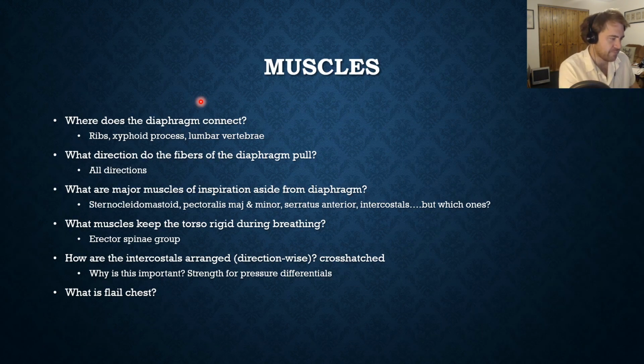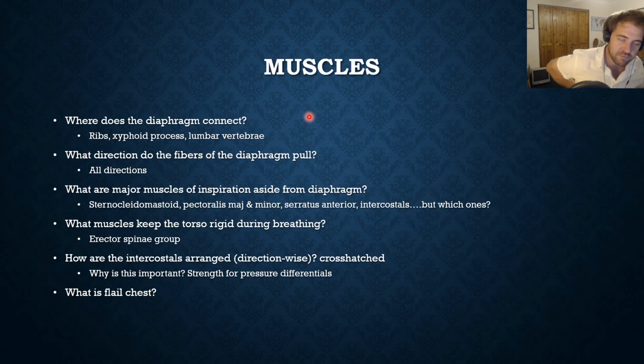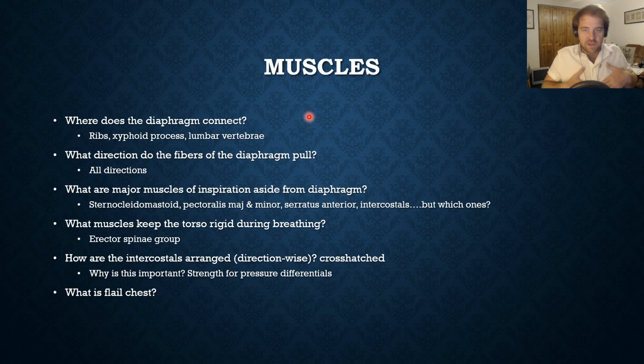All right. So where does the diaphragm connect? Well, it makes pretty much a seal for the entire thoracic cavity. So it's going to connect at the very bottom of the rib cage, all along here. Also, the posterior portion of the diaphragm is going to connect to the lumbar vertebrae. And then right here, the diaphragm connects to the xiphoid process of the sternum.